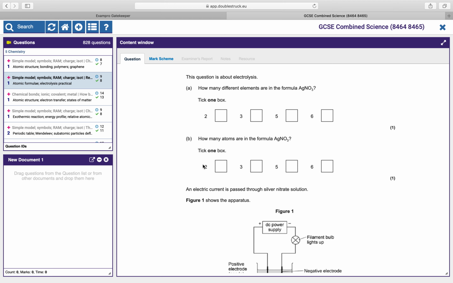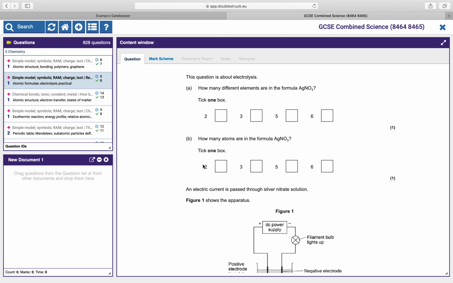So an element is one type of atom. So how many different elements are there in the formula AgNO3? Okay, so you should see in the periodic table, Ag is silver, N is nitrogen, and O is oxygen. Those are the different elements from the periodic table of elements. So how many are there? There are 3.